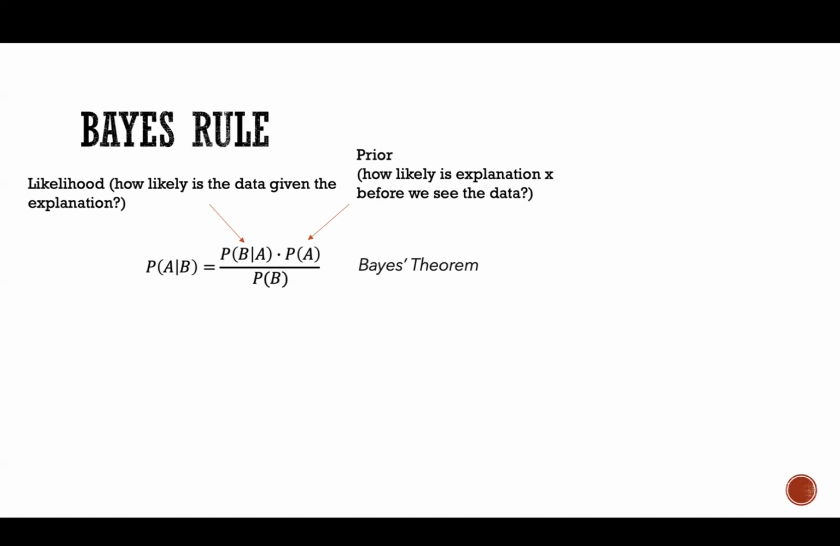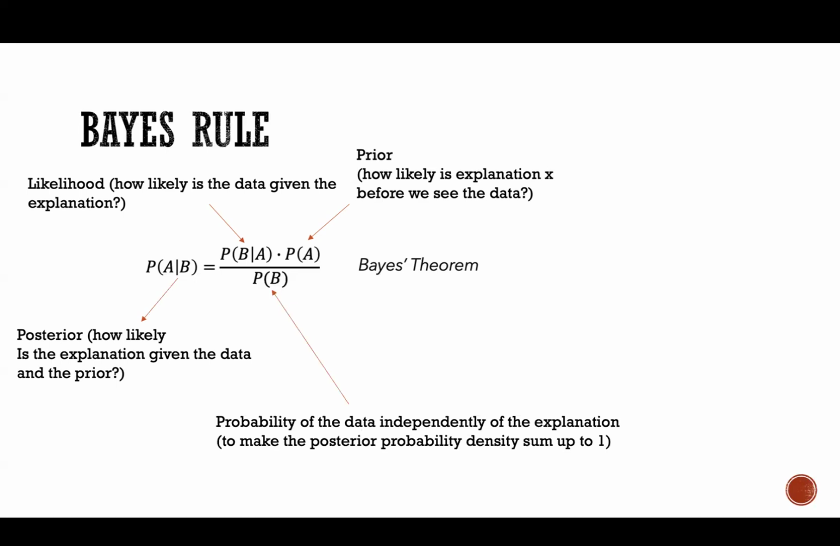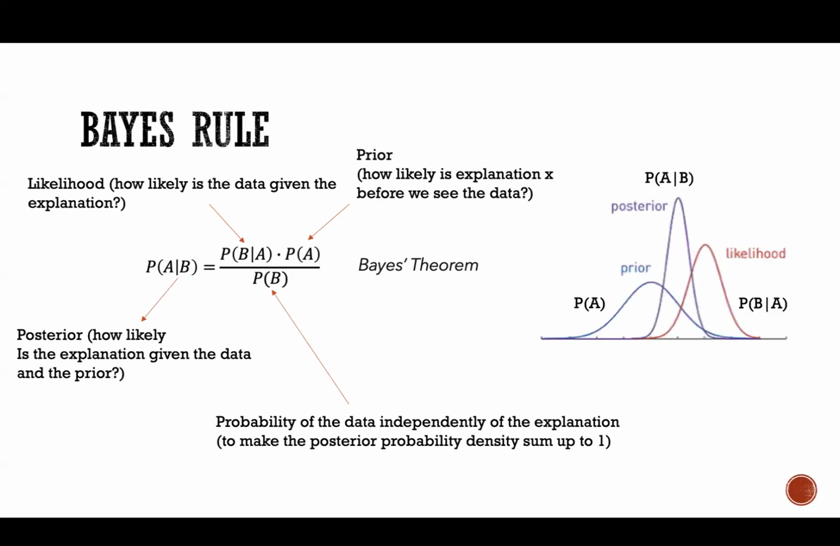So what happens is that we need to normalize these probabilities into a space 0 to 1, and we do that using the probability of the data independently of the explanation, which is a trick that we use to make the posterior probability density sum up to 1. These kinds of plots, right? So we have a prior here. We have a likelihood in red, and the evidence contained in these distributions gets put together.